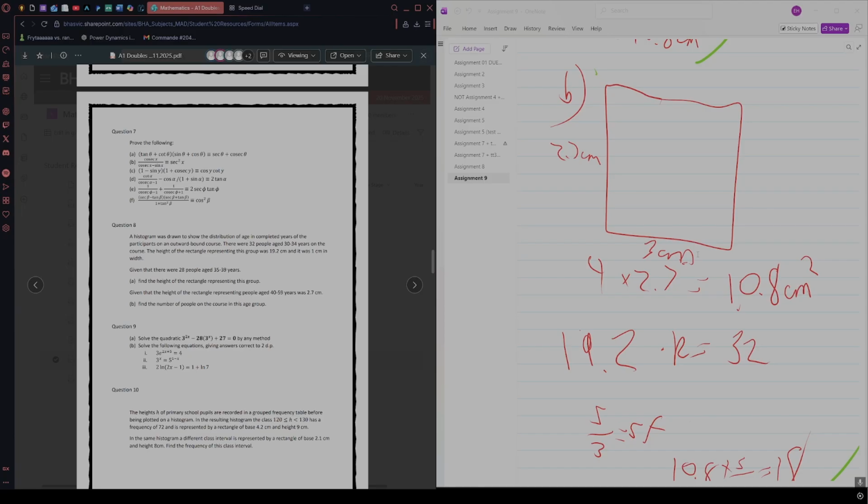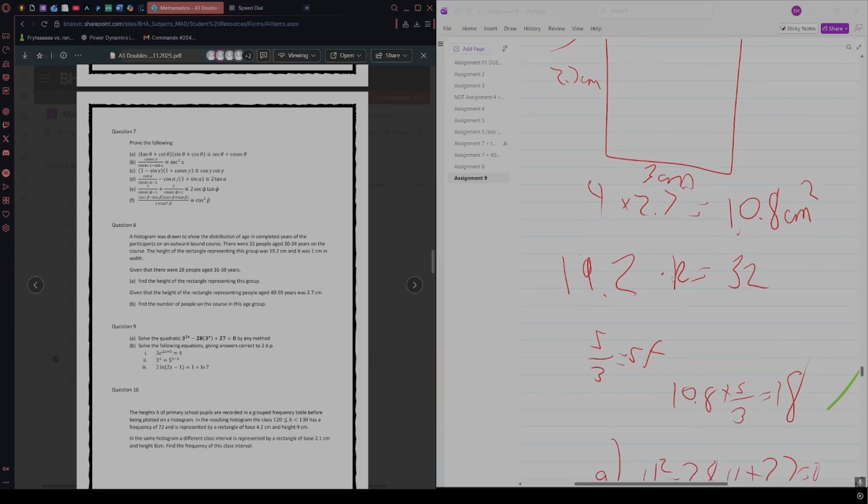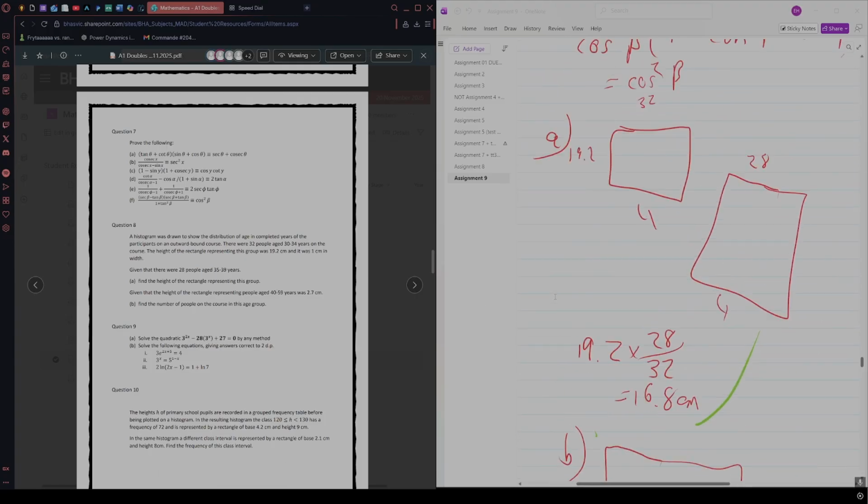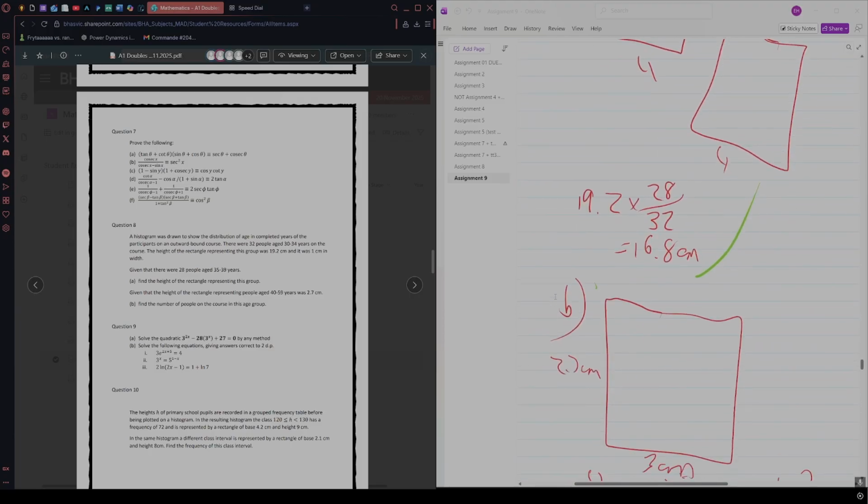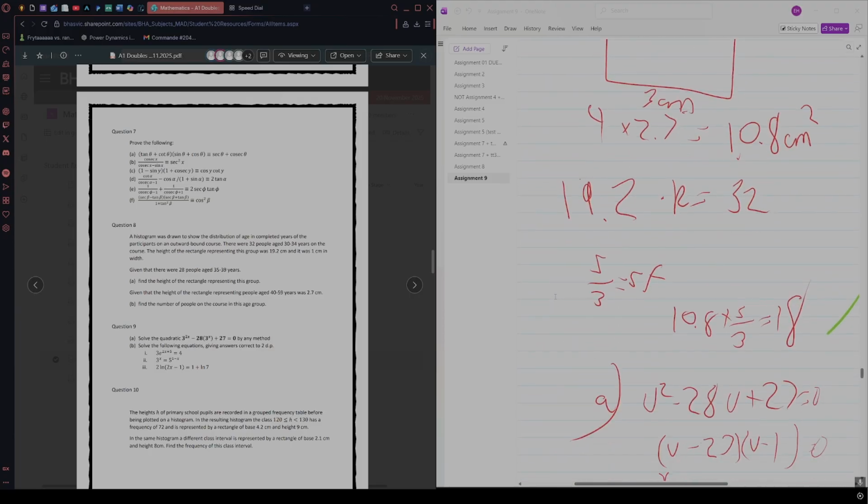Therefore, oh no, it's not 3, it's 4. Sorry, this isn't right. So 1 centimeter is 5, this is 20, so it will be 4 centimeters. And then you multiply. So you find the area, 10.8 centimeters squared, and you just say that 19.2, the old height multiplied by k. Oh yeah, sorry. So 19.2.